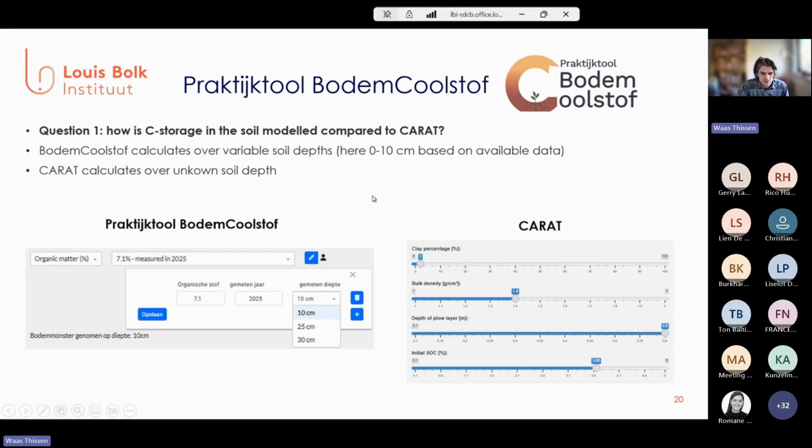Another thing is that the bodemkoolstof tool can calculate over variable soil depth. So you always know what soil depth you are talking about, because it matters a lot. In this case, we calculated over the 10 centimeters because that's the available data that the farmer had. And in sHLA, it's not indicated what the soil depth is, although they talk about the depth of a plow layer, but I'm not clear if that's what they mean by the soil depth or how it's taken into consideration.